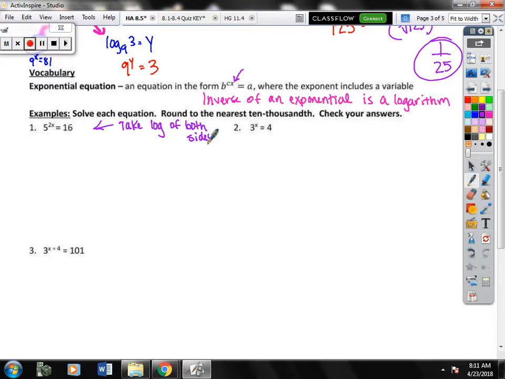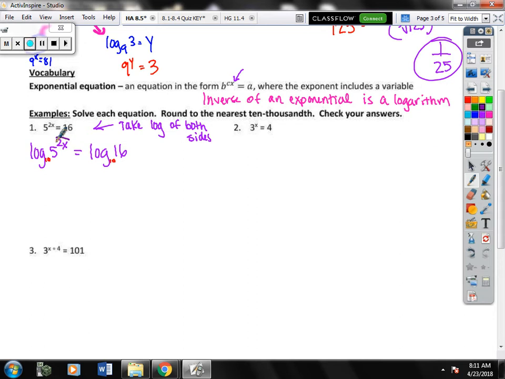So this will become log base 10 of 5 to the 2x power equals log of 16. Remember, you have to do it to both sides, just like if you were undoing addition with subtraction, you would put it on both sides. And if you want, you could put in the base, but you don't need it. But maybe just for your first note example, so you know that's a log base 10. Now we're going to simplify using our properties from last week.